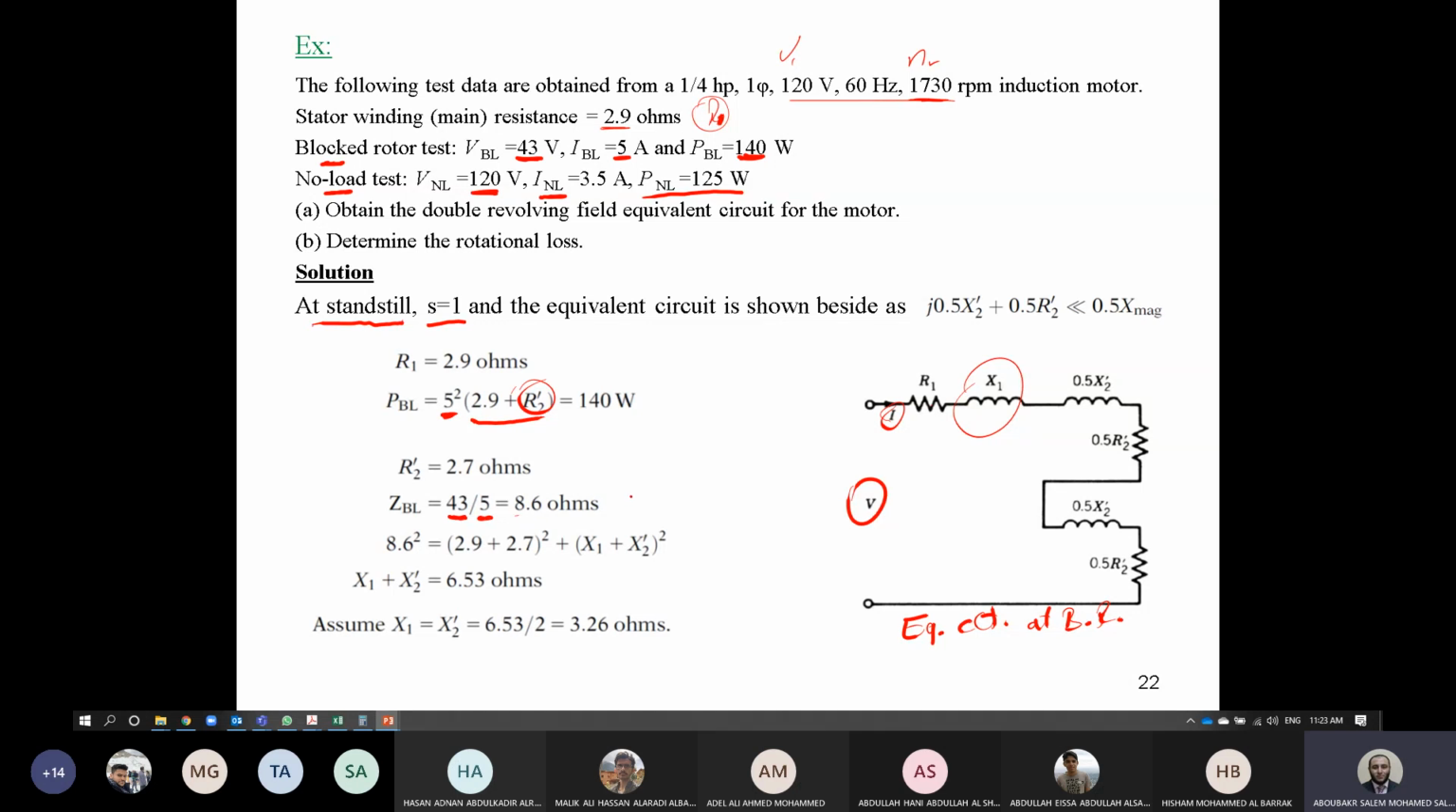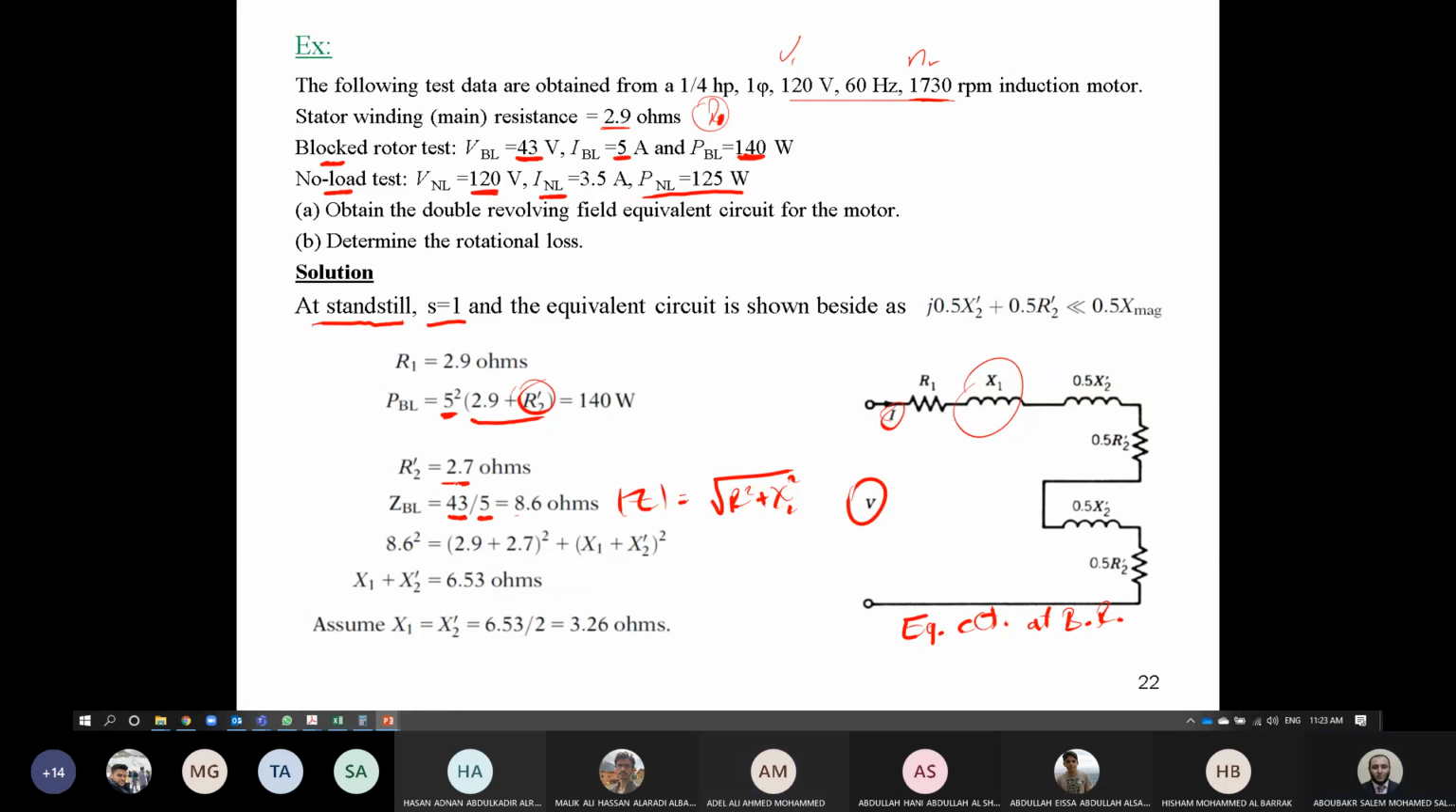This is now considered as the absolute value of the impedance, which is equal to the square root of R2 squared plus X2 squared, the real part of the impedance and the imaginary part. We already obtained the real part.